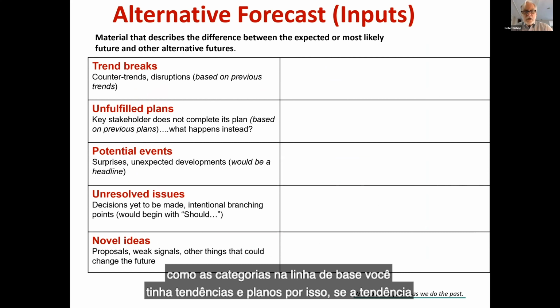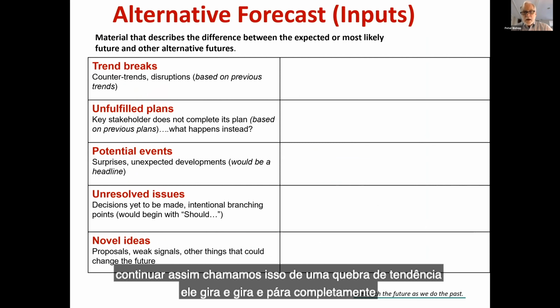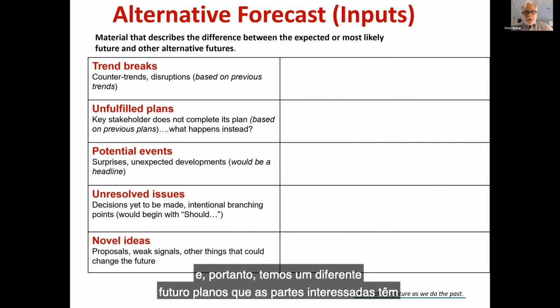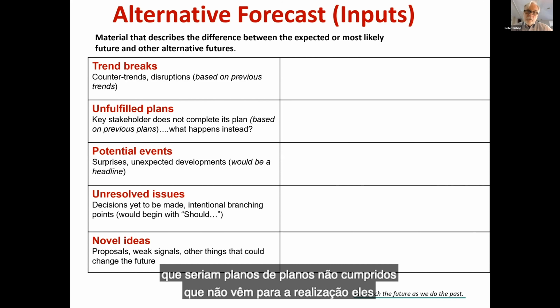So if the trend continues, you get one kind of future, but we know that oftentimes trends do not continue. So we call that a trend break. It twists, it turns, it stops altogether, and therefore we get a different future. Plans that stakeholders have, they're good intentions, but oftentimes they don't turn out to be true. And so that would be unfulfilled plans that do not come to accomplishment. They don't achieve their goals. What happens instead? What does the company do or the stakeholder do?